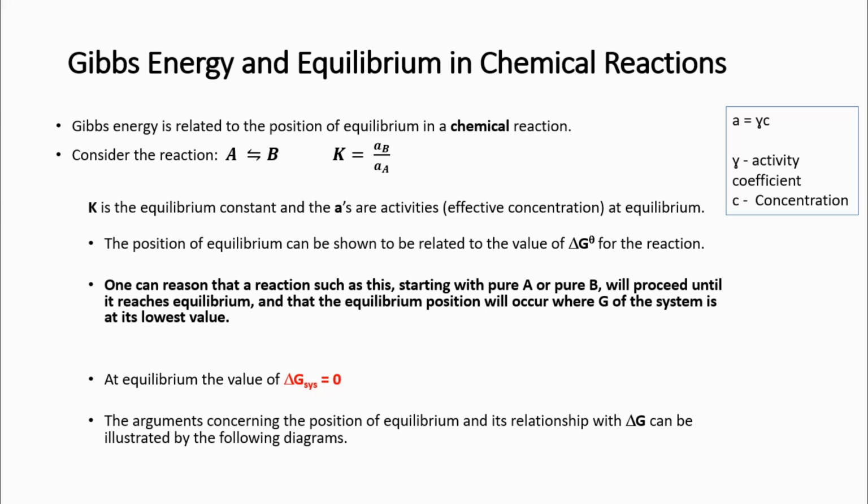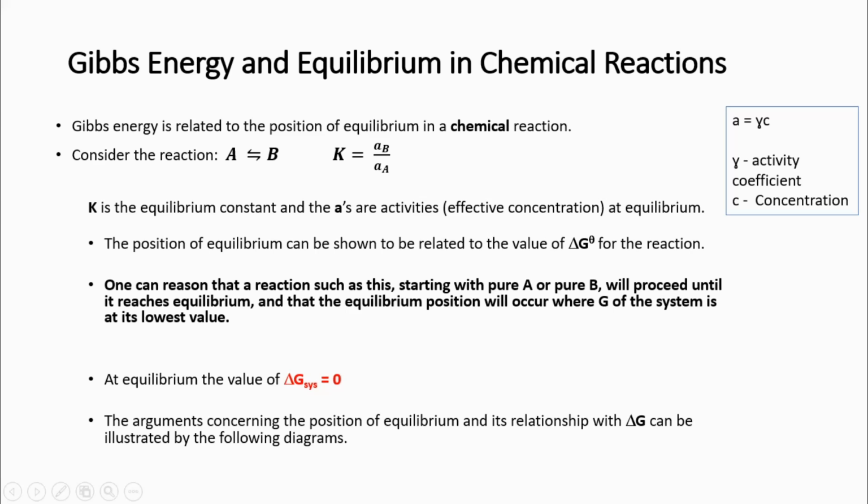Let's consider the example where we have a reactant A converting to B in an equilibrium situation. And of course, the equilibrium constant is given by the activity of the product B over the activity of the reactant A. And activity is really the active concentration or the effective concentration of a species in solution, given by the product of activity coefficient and concentration, as you can see over here. Now, K is the equilibrium constant, and of course, like I said earlier, the a terms are the activities.